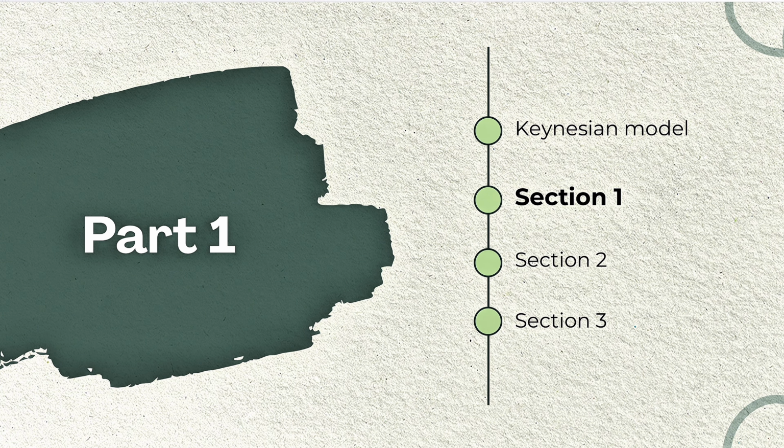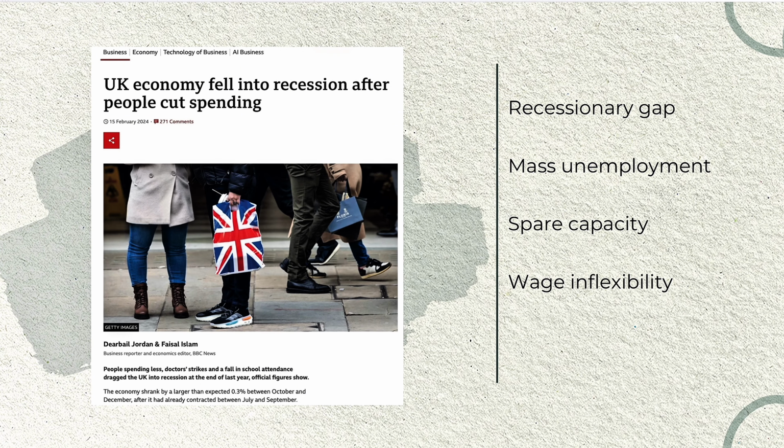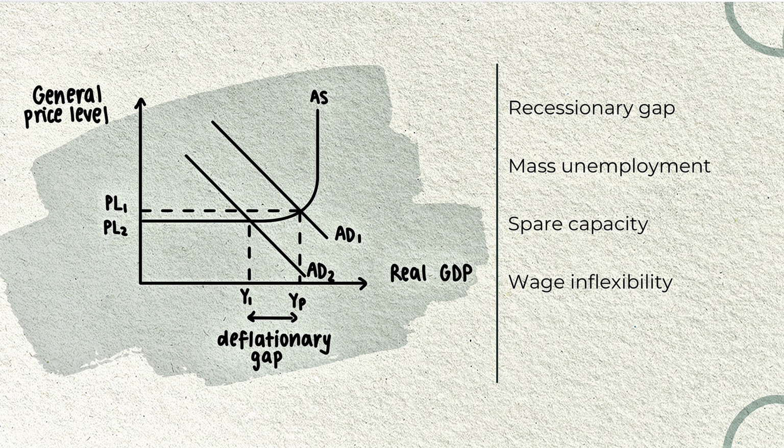Moving on to section 1 of the curve. Section 1 of the curve represents a recessionary gap. And as you can see, the UK economy in February 2024 fell into a recession after people cut spending. And the spending is illustrated by aggregate demand falling from AD1 to AD2. And as a result, the real GDP falls from YP to Y1. A fall in aggregate demand like this will result in increased unemployment or, in severe cases, mass unemployment.